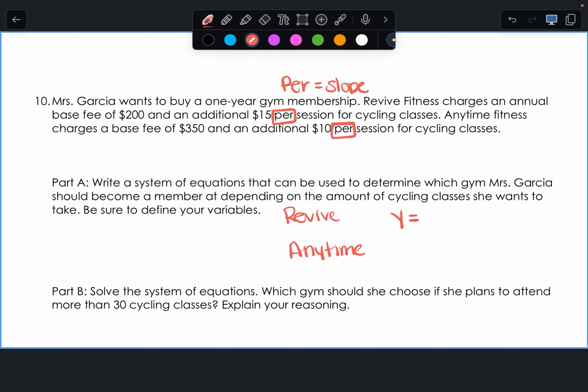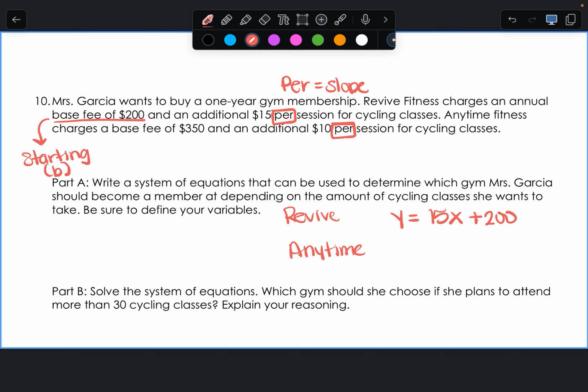Y equals. It says Revive charges an annual base fee. Base means your starting fee. It's a starting point. So that's your B, right? So that would be plus 200. And an additional $15 per session. Per means slope. Slope goes in front of X. 15X.